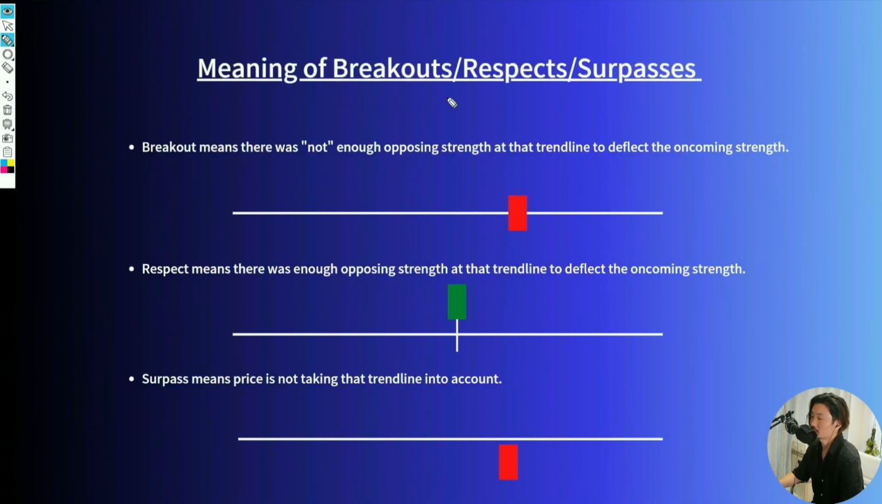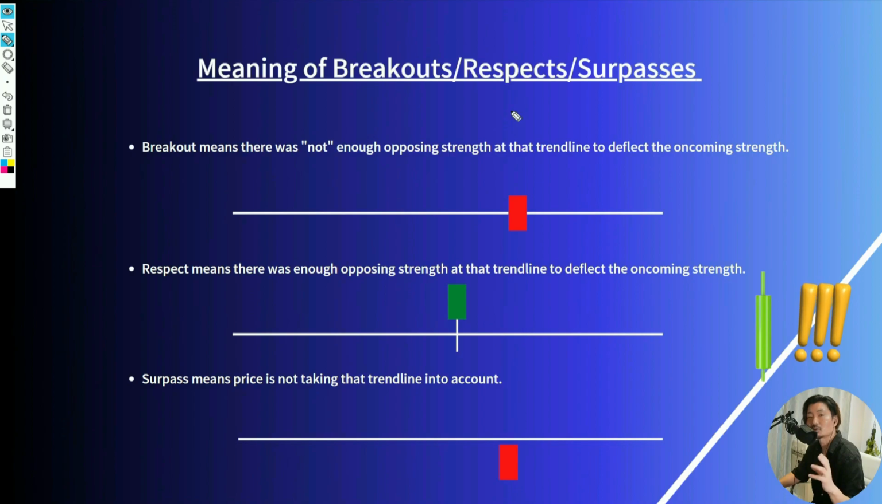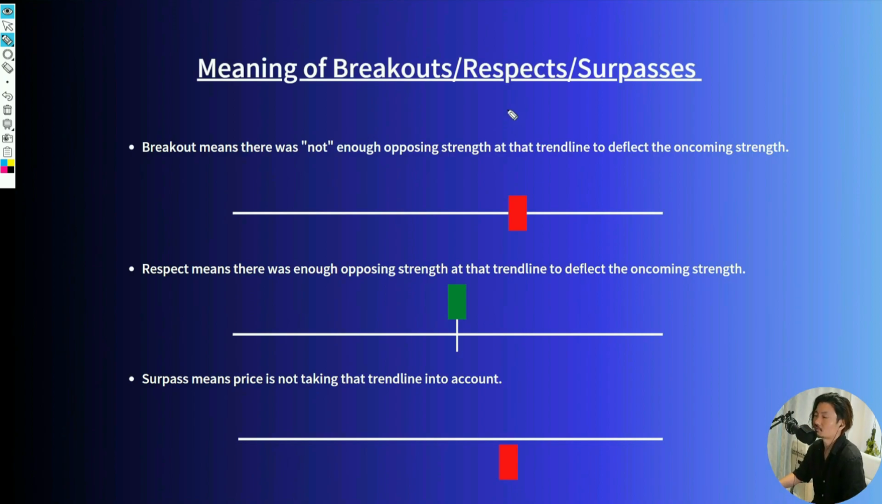Okay, so the meaning of breakouts, respects, and surpasses. When price comes in contact with support and resistance, there's basically three things that can happen. Right here we have three horizontal trend lines, all of which act as support. The first event that could happen is that if price comes from the top to the bottom to this horizontal trend line, price could break it out, or in other words, it could close under that horizontal trend line. Or price can respect a horizontal trend line. So again, if price is coming from the top to the bottom to this trend line and gets deflected off that trend line, in other words, there's no close under that trend line.